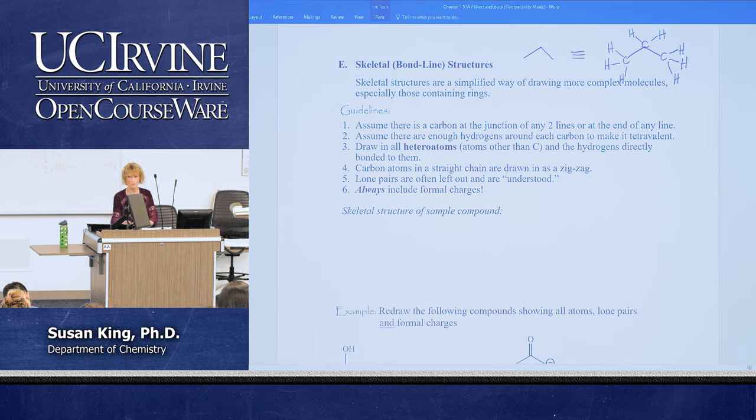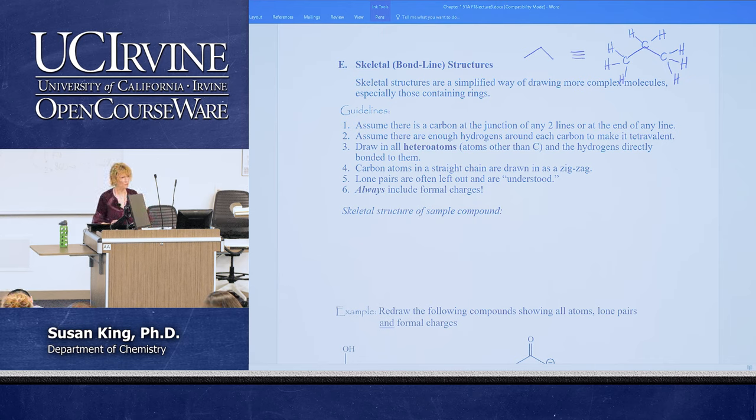Okay. So we do use skeletal structures. There are some students who just don't ever feel comfortable with skeletal structures. And if they see a skeletal structure on a test, they write it out with all of the atoms there. And there's nothing wrong with that. That's perfectly fine.